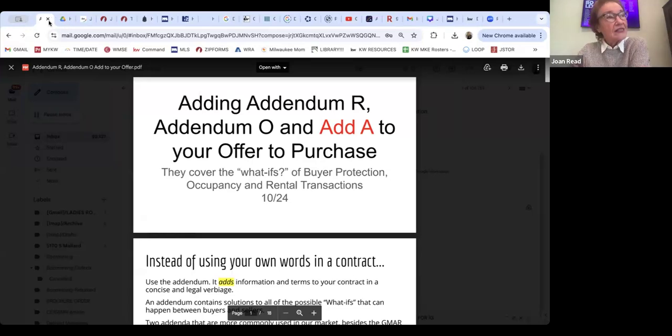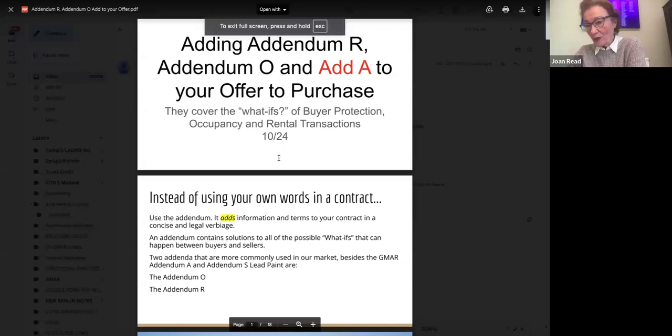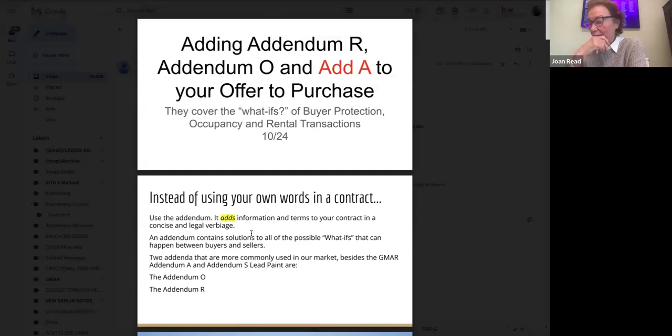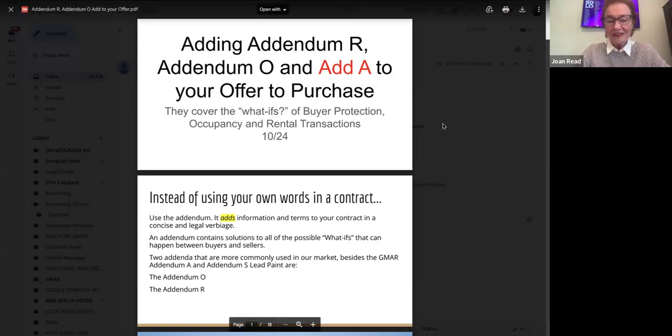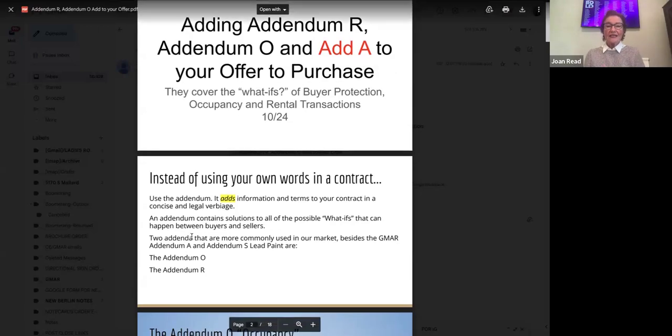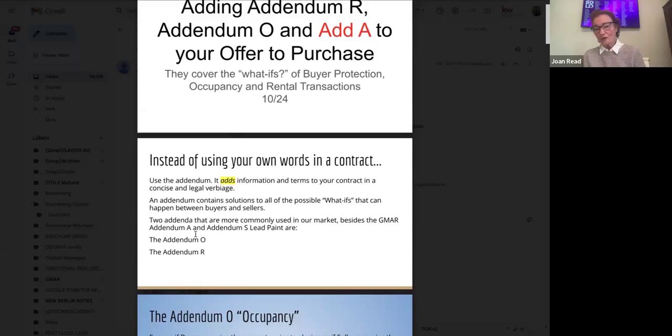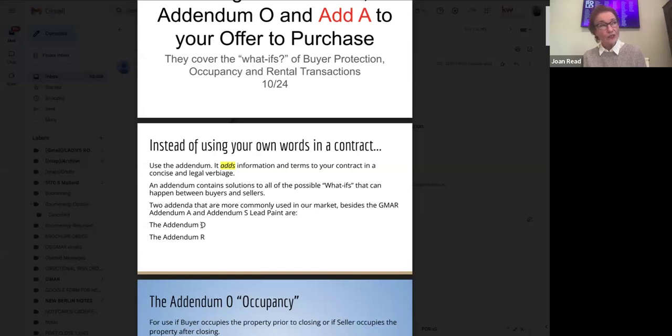What we're going to talk about is the addendum R, the addendum O, and the most common that we use is the addendum A. I was debating whether to use the addendum A first and then go to R and O, but I think I'll go to, as I have it, R and O first. So these addendums are for your benefit, so you don't have to be using your own words.